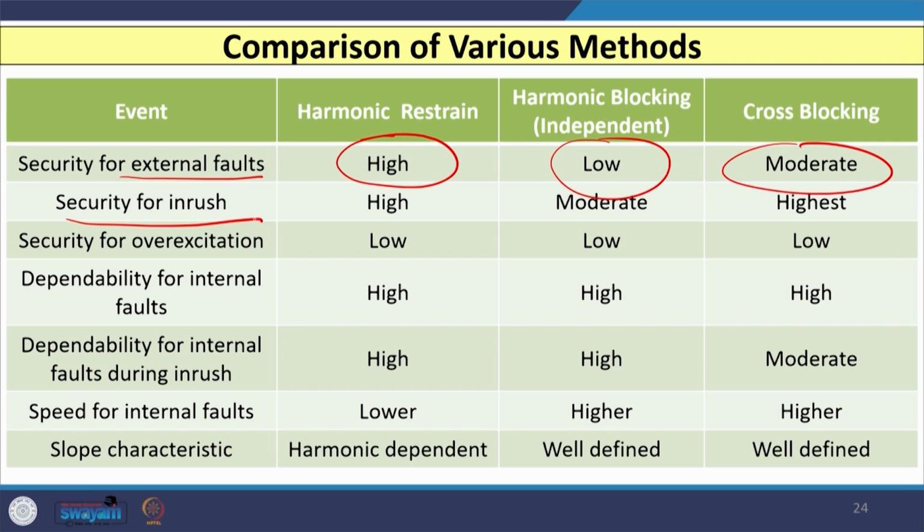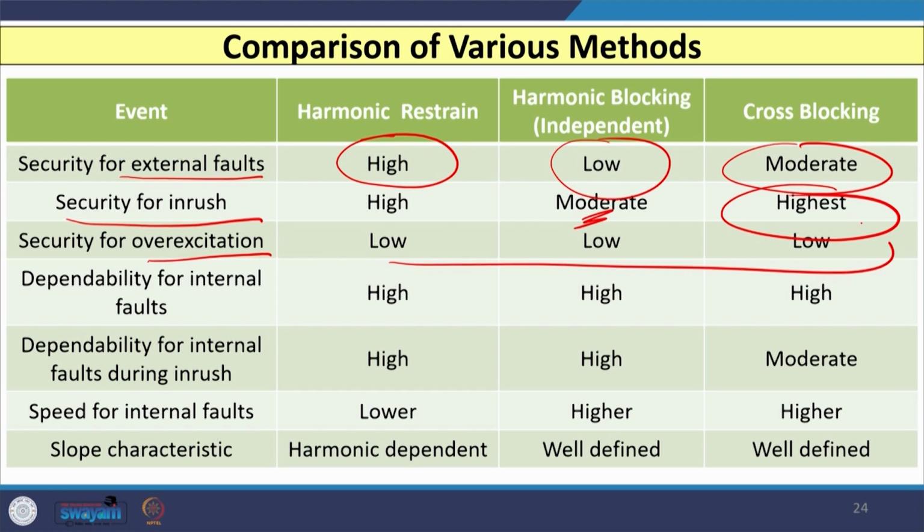If I want security against inrush, then the highest security is provided by cross blocking, whereas moderate is given by independent harmonic blocking. If I want security against excitation, almost all the 3 methods will give low security, because in that case we have to use the fifth harmonic content and the percentage of that content with reference to the fundamental.